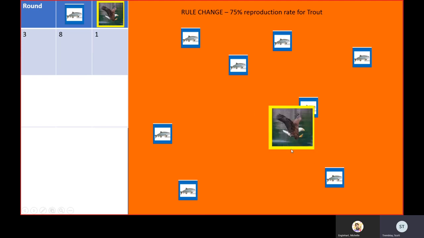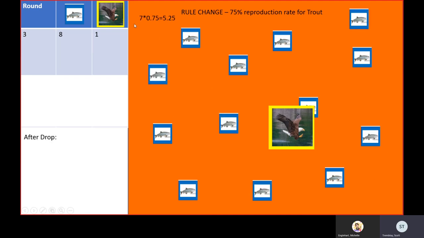Okay, so this one gets a meal, no problem. So now we have 1, 2, 3, 4, 5, 6, 7 left. So when I take 7 and multiply it by 0.75, I round that to 5. I can only place 5. I'm not actually placing 7. I'm only placing 5. And so that's what we did.